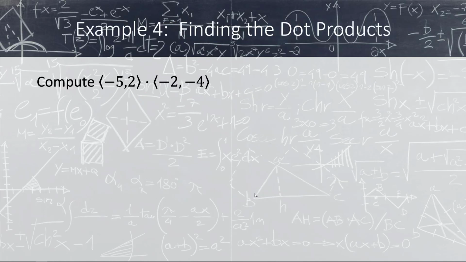So let's go ahead and compute a dot product of a vector. Here we have the vector -5, 2. We're going to dot it with the vector -2, -4. And what is that? Well, it's going to be the product of the first components, which is -5 times -2, plus the product of their second components, which is 2 times -4. And then that will be equal to 10 minus 8, which is equal to 2. So that's all there is to it.